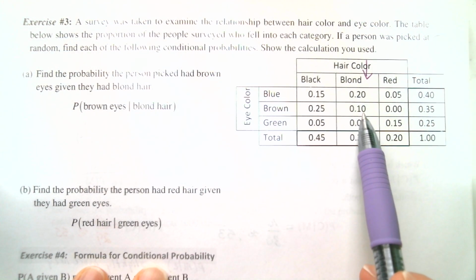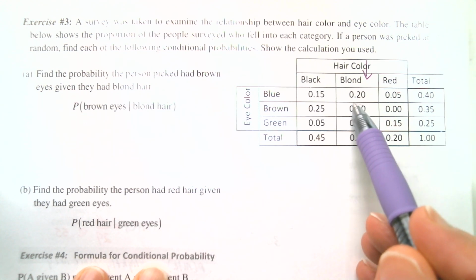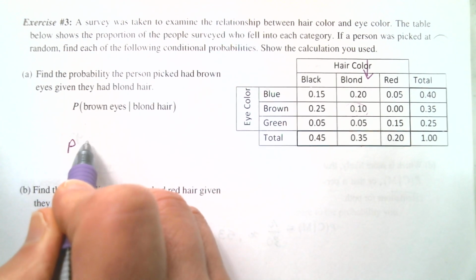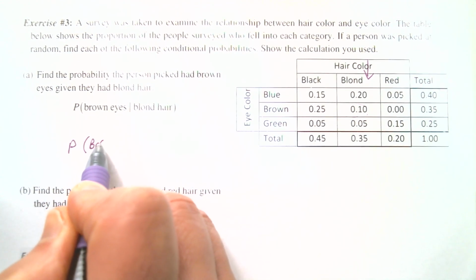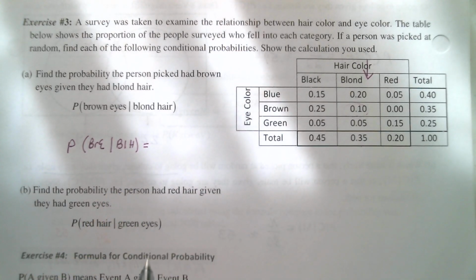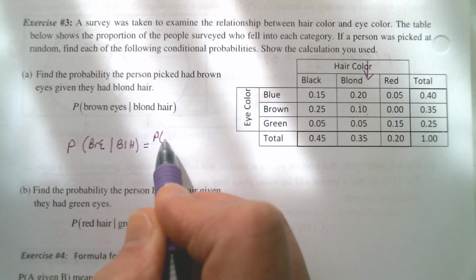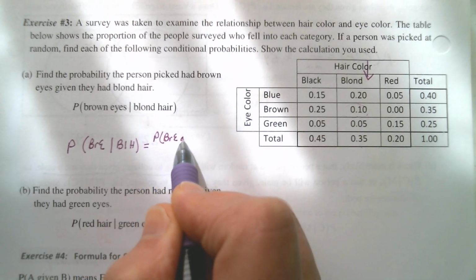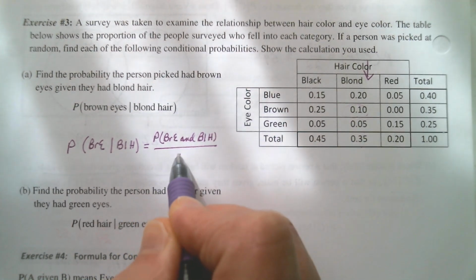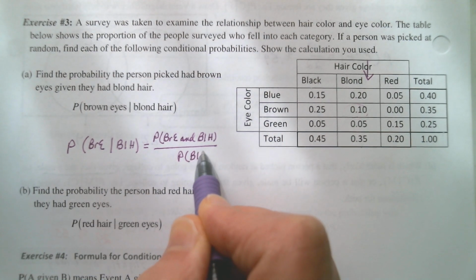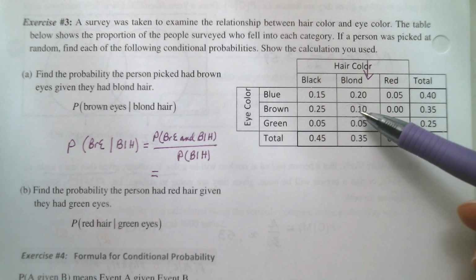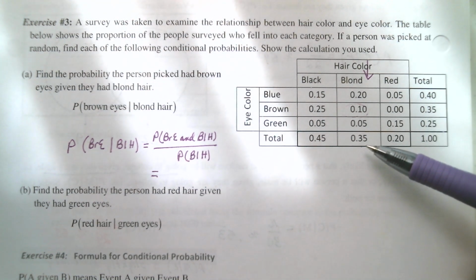So brown eyes, blonde hair, that's this here, out of the total blonde hair. So the probability of brown eyes given blonde hair is equal to the probability of brown eyes and blonde hair divided by the probability of blonde hair. Do you have to write this each time? No, of course not, because we already saw that our answer is going to be 0.10 divided by 0.35.